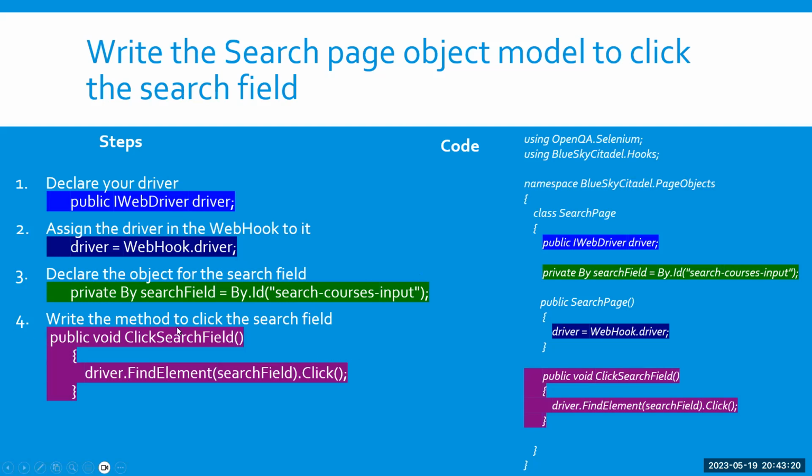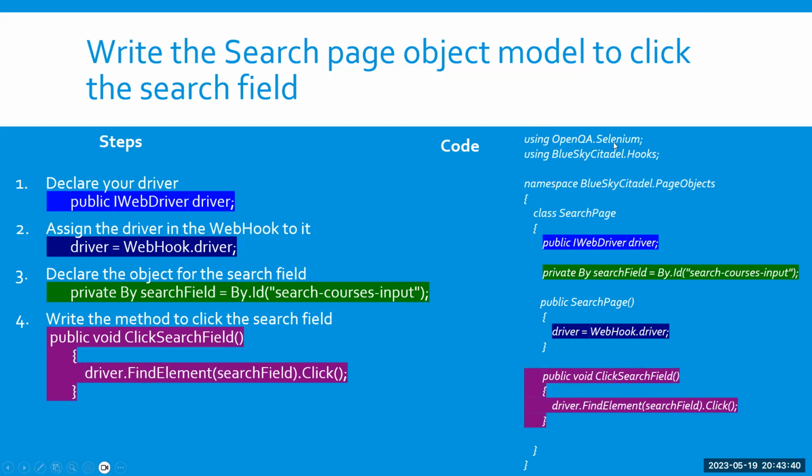Also, you need to write the method to click the search field. So this is the method. Anytime you declare your object, you need to write a method for it. I would say that it is mandatory that you do that, and maybe it's necessary to do that as well. And you can see this is a code.